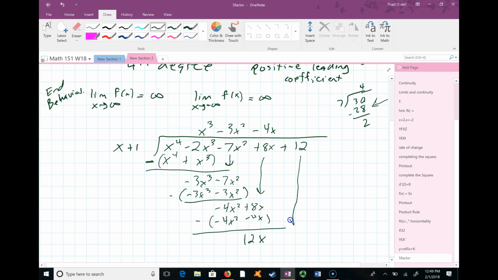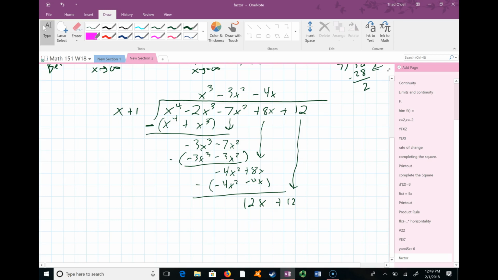And finally, we bring down the 12, and now this is really where we're going to get to. Is there going to be a 0? The anticipation is building. We're so excited to find out. What times x equals 12x? That would be plus 12 here, because 12 times x is 12x. And then we multiply it again. 12 times x is 12x. And 12 times 1 is 12. Oh, look at this. We subtract them. 12x minus 12x is 0. And 12 minus 12 is 0. So we get a remainder of 0.